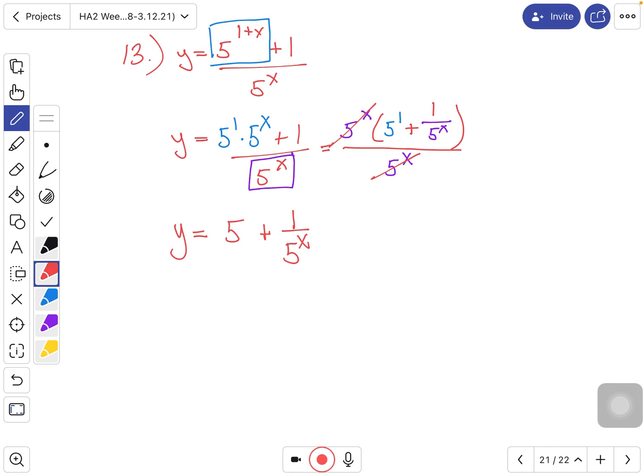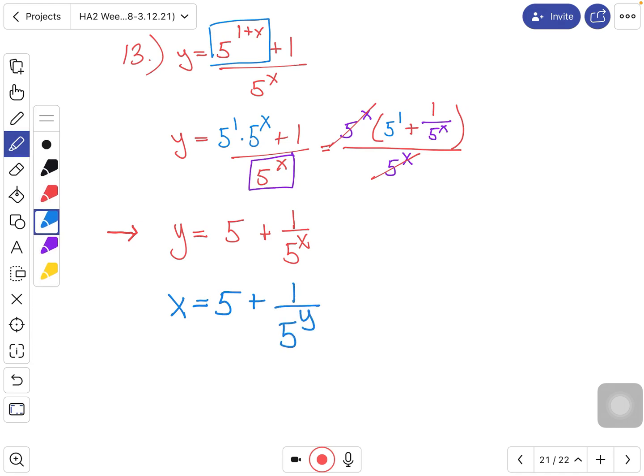So now that I've reduced the problem down a little bit, this is a problem that would be fair game for a test. If I asked you to write the inverse of this, the expectation would be that you could do that. So now we're kind of starting from our normal step 1. We switch our x and our y. And again, the goal after we switch our x and our y is to get this y by itself. So to do that, I do have to subtract 5 from both sides.